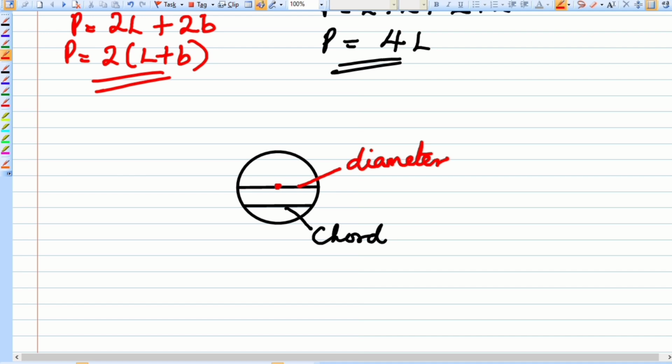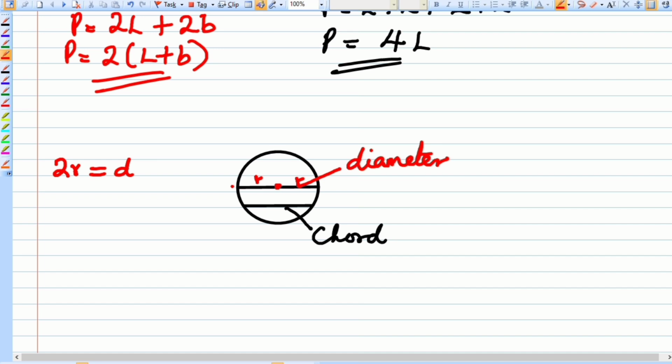Now half of the diameter is the radius. So from this center to this part is a radius. Then from this center to this part is also a radius. So let's begin to establish some facts. The first fact is that 2 radii will make 1 diameter. The plural of radius is radii. So 2 radii will make 1 diameter.